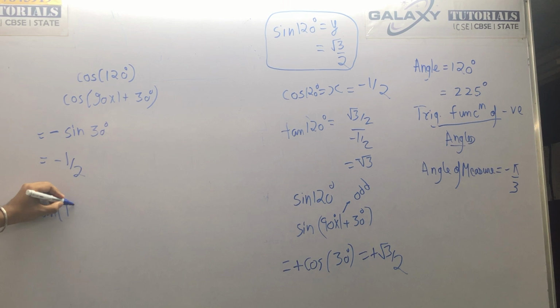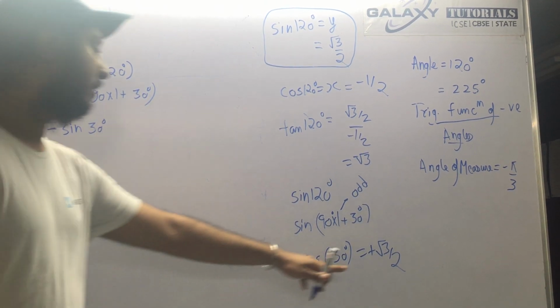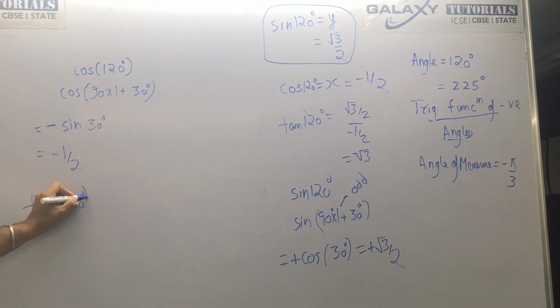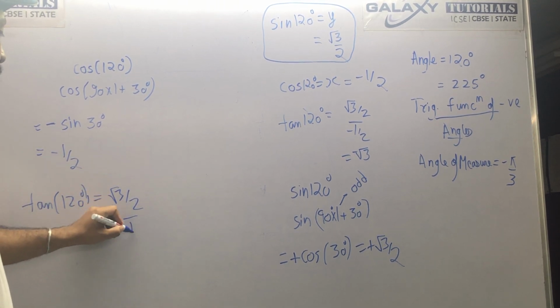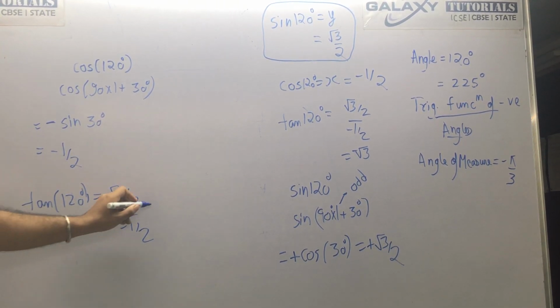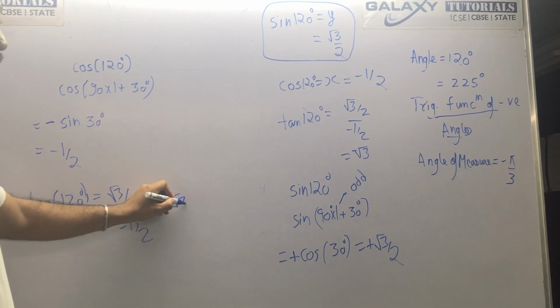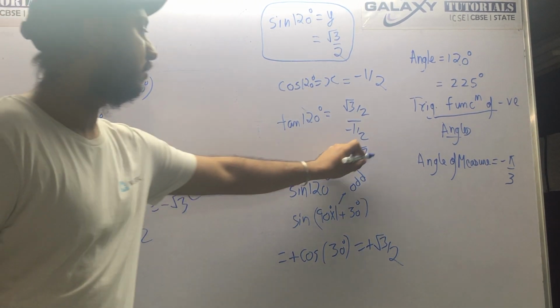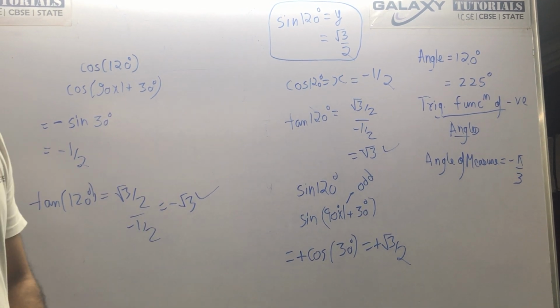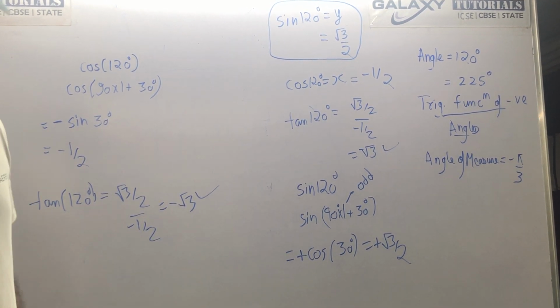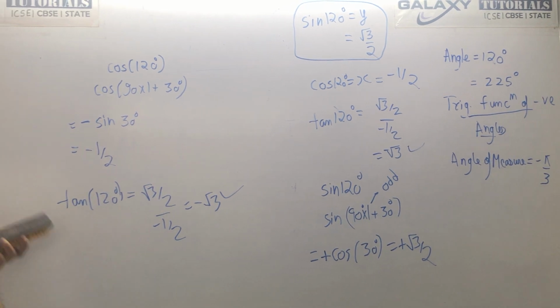And you can find the value of tan 30 also. Tan 120 also. How will you find it? Simply divide these two. No need to do anything complicated. Root 3 by 2 upon minus 1 by 2. How much will this be? Minus root 3. This also matches with this. So this is just a proof that both the methods always give you the right answer. Now the choice is yours which method you want to use. I will show you with both methods.